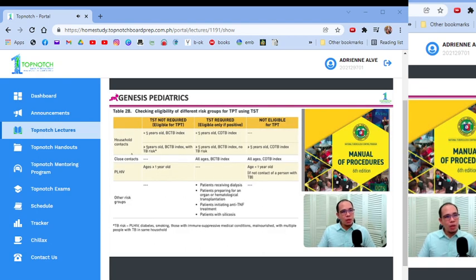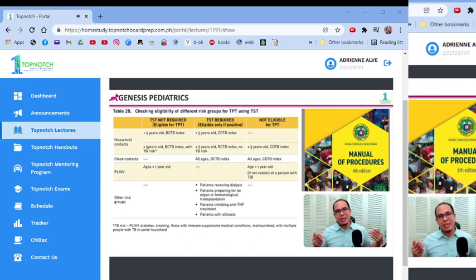Okay? So when we're talking about your tuberculin skin test, okay, when should you do it? So hindi lahat ng patient ay kailangan ng tuberculin skin test. Okay? So this table is found in your Manual of Procedures for the National Tuberculosis Control Program. Please do read this, very important. This is 190 pages of critical information for managing tuberculosis. Okay? Doc, sobrang dami, 192 pages. Of course, hindi naman kailangan memorize lahat yun.